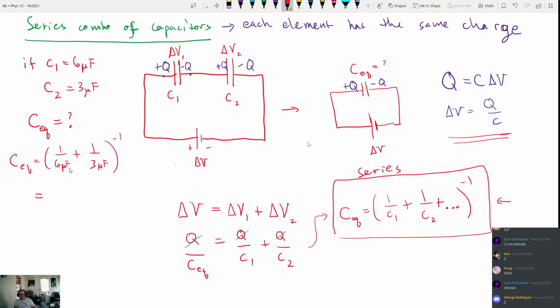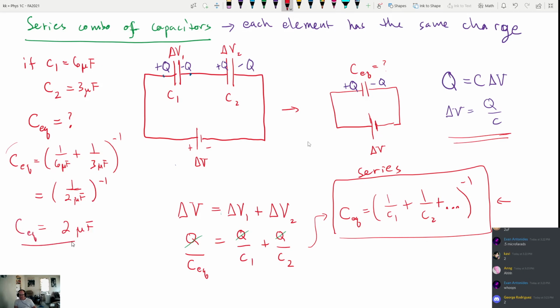I'm going to leave it in microfarads because we're looking for capacitance, right? We don't need to convert it. So a sixth plus a third, I believe, is a half, right? In case you have a historical fear of fractions, we get a common denominator here. 1 over 3 is like 2 over 6. 2 over 6 plus 1 over 6 is 3 over 6, which is 1 over 2, which we raise to the -1 power, and we get an answer of 2 microfarads.